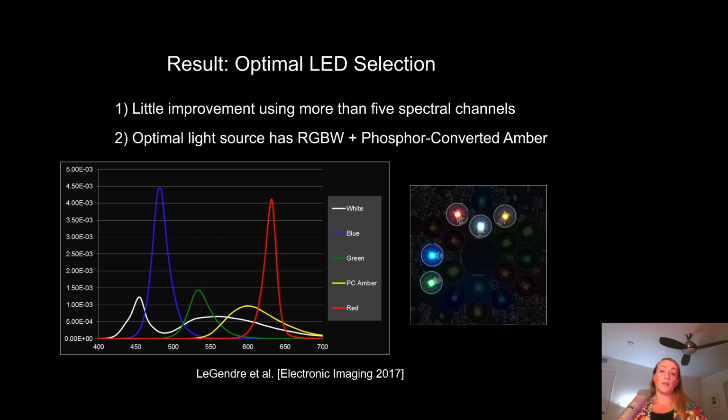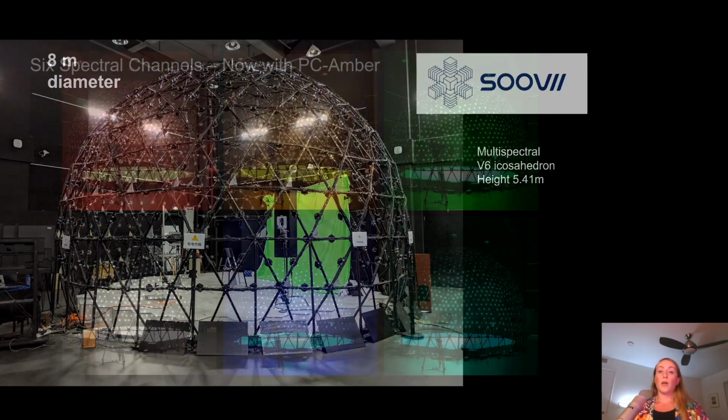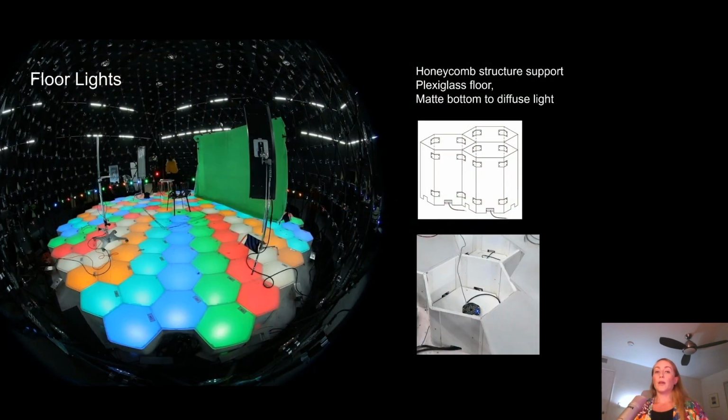In particular, USC ICT designed and built a multispectral lighting reproduction rig for Suvi, a Beijing-based media production company. The Suvi light stage was the first 8-meter dome designed specifically for lighting reproduction. The light sources are similar to those in the multispectral ICT light stage that I showed earlier, except that our previous work informed the swap from a narrow band amber to the broad spectrum PC amber that I showed the spectrum of before. In addition to the dome lights that we've seen before, this light stage also has a light up floor. And you can see the floor here lighting up in different colors looking through a fisheye lens.